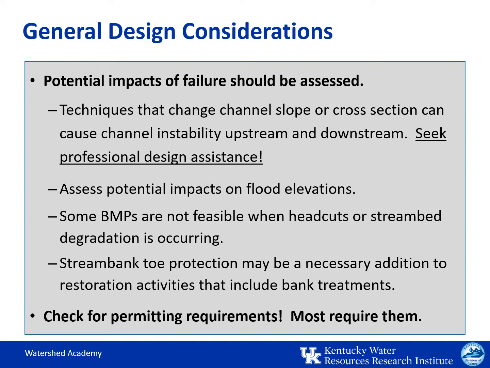Well, in stream restoration, you need to think about the implications of failure of your project, particularly if your project involves changing the channel slope or cross-section, as this can cause instability not only in the reach where the restoration activities are occurring, but upstream and downstream. It can also change the potential flood elevations, causing areas to flood that did not before. In some cases, certain BMPs are just not feasible where head cuts or degradation of the stream is occurring due to erosion. And further, a bank restoration activity may be thwarted if stream bank toe protection is not added.